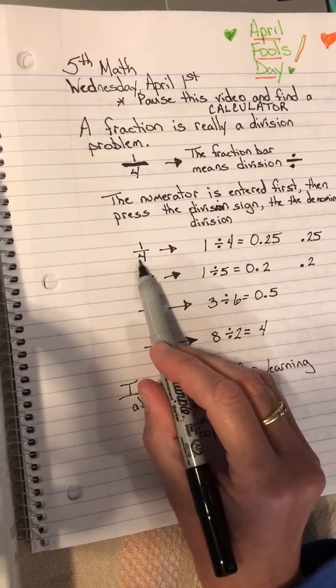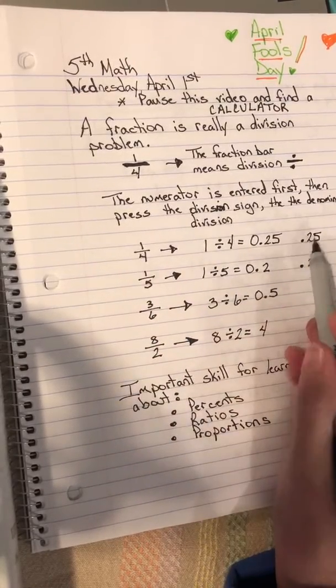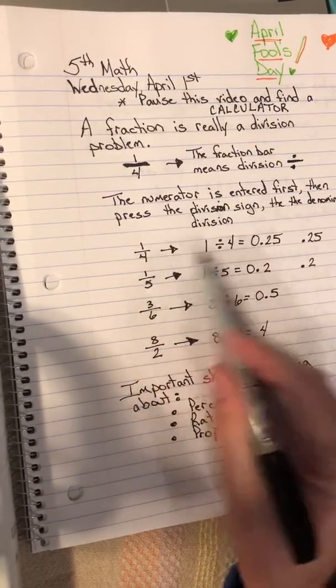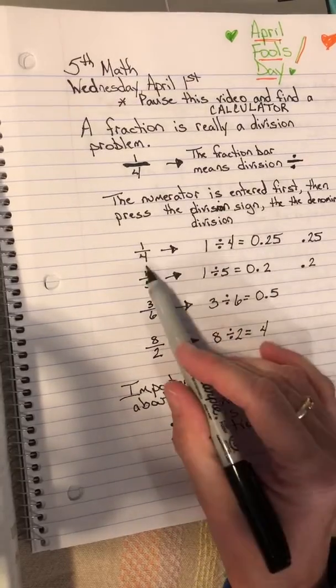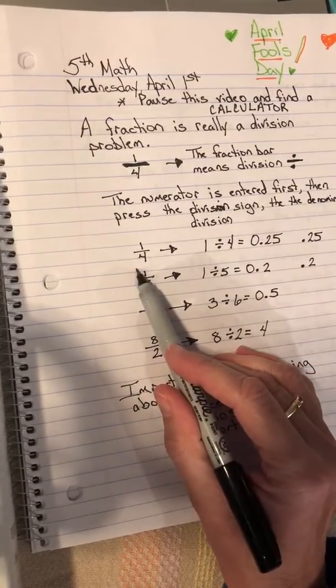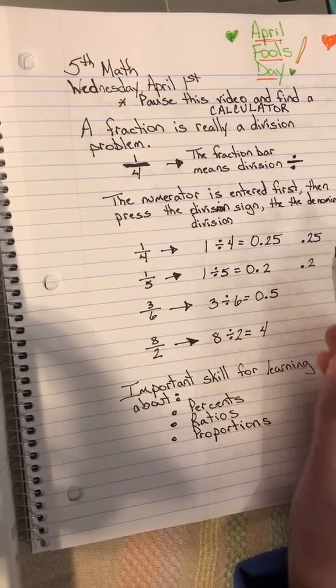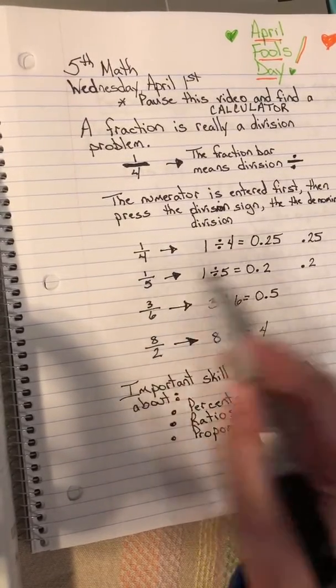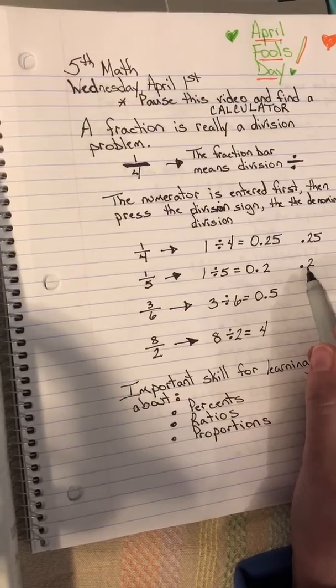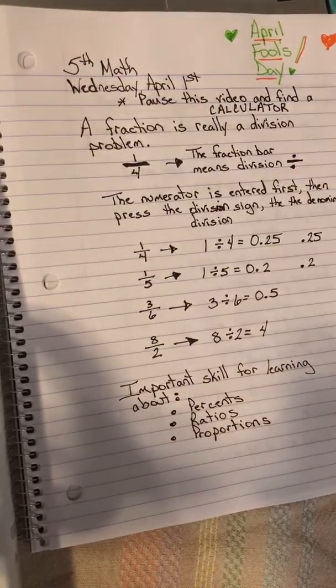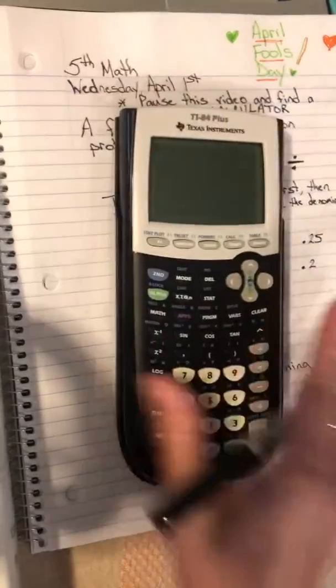The fraction form and the decimal form are worth the same amount. They're just being written in different ways. So 1/4 is the same as 25 hundredths. 1/5 is the same as 2/10. Okay, let's try another one.